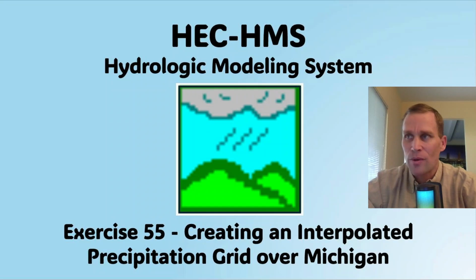And in this exercise, we are going to be creating an interpolated precipitation grid over Michigan. That was just the specific idea I had in mind. It could be any type of grid that uses the interpolation method, and it can be any location. It doesn't have to be Michigan.